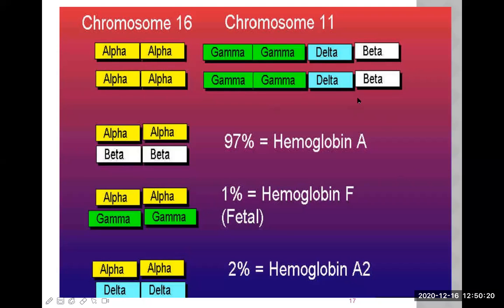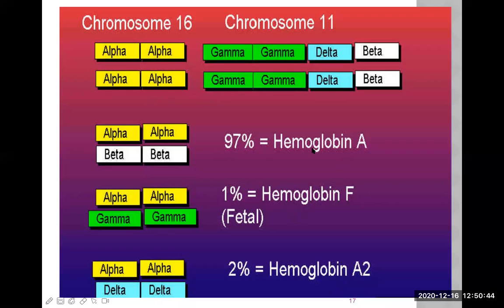This is another important question which can be asked in MCQ paper. 16 is for alpha only, 11 is for the rest of the others. Okay, I'm making it very easy for you. So 2 alpha, 2 beta, this is hemoglobin A. 2 alpha, 2 gamma, hemoglobin F. 2 alpha, 2 delta, hemoglobin A2.